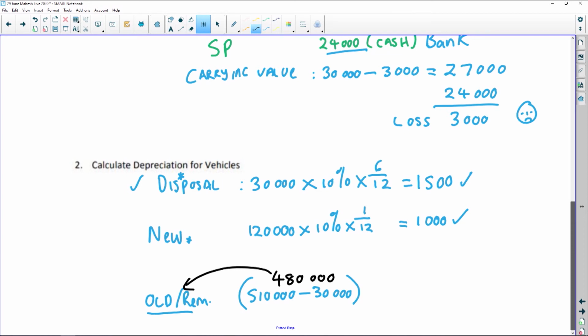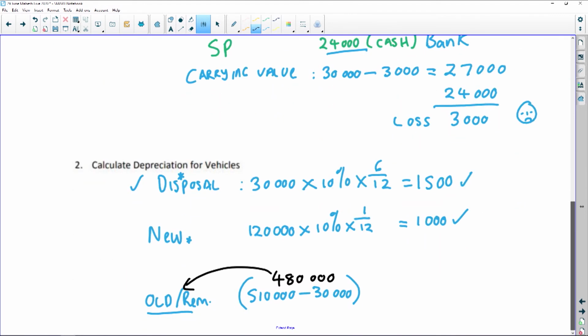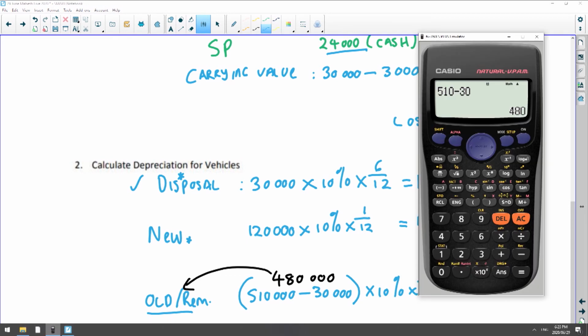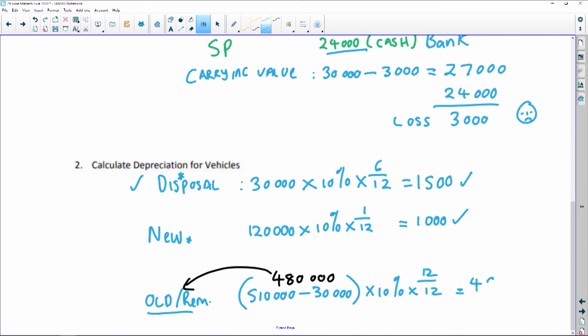So 480,000, remember I obviously owned the remaining vehicles from the beginning of the year until the end of the year. So in other words, for 12 months, the entire year. So when I now write off depreciation, I'm writing off for an entire year. So let me go back to the blue. So times 10% times 12 over 12, and I'm writing off an amount of, so 480,000 okay, times 10% for an entire year, an amount of 48,000.